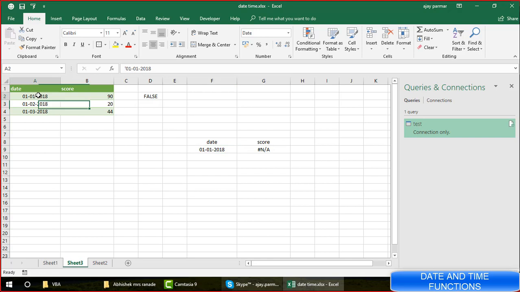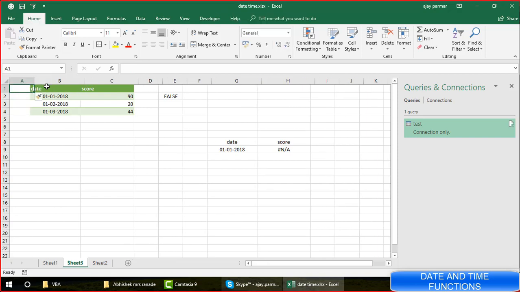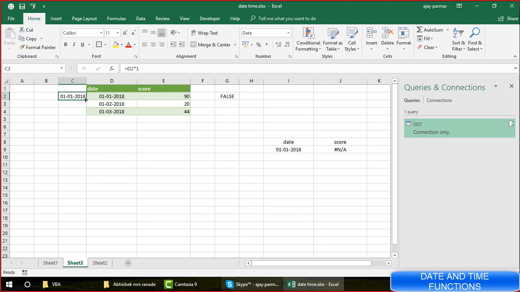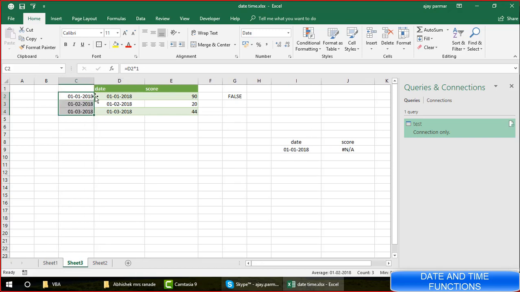Now how to convert this? There are several ways of doing it. I told you, if you want to convert text back to a number, you can multiply it by 1, or you can put the double hyphen also. For example, I insert a column here. Now I multiply this by 1 and drag it down, and you can see that it's moved to the right side. You can also check by putting the formula ISNUMBER, and it is coming true.